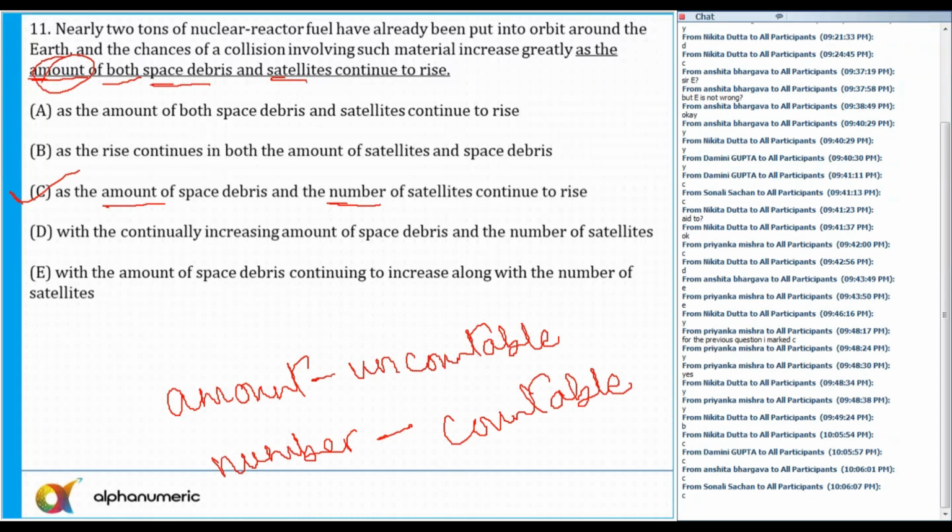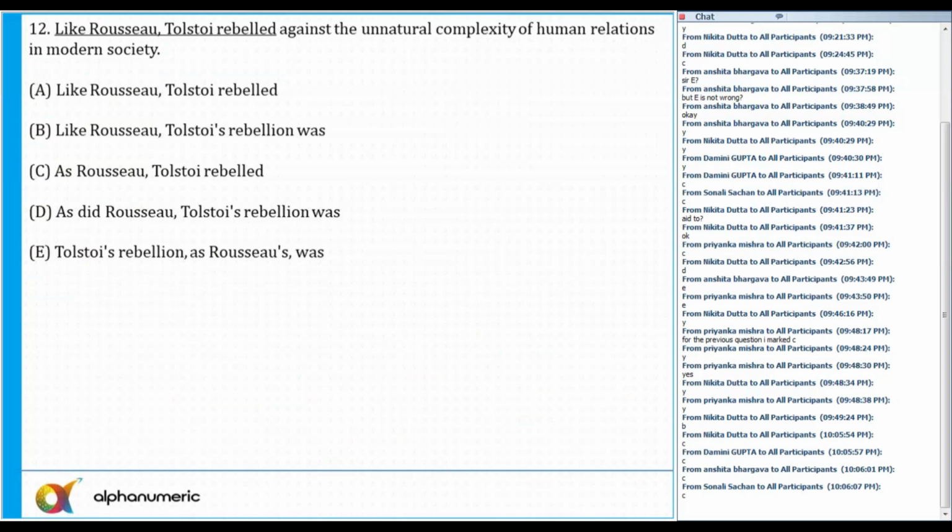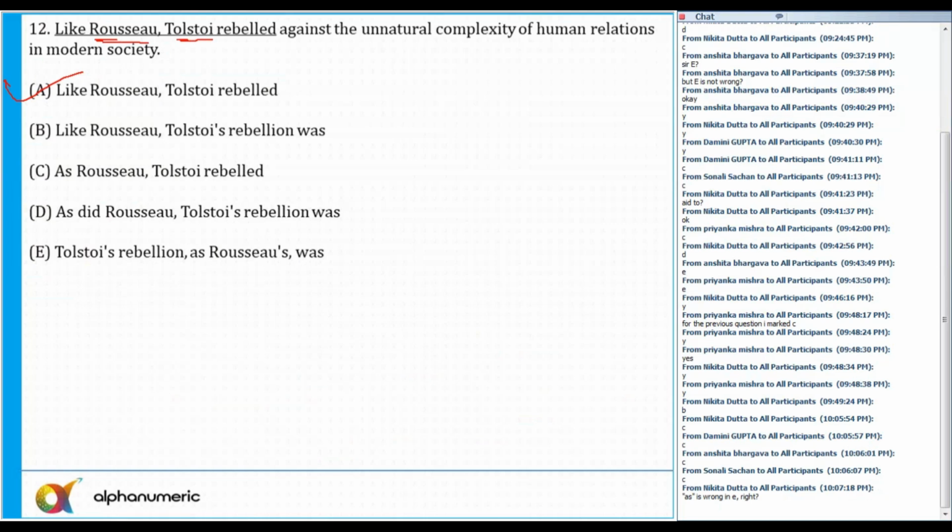Okay, question number 12. Like Rousseau, Tolstoy, now it's absolutely right. I'm comparing person with a person. So like Rousseau, this person Tolstoy, like this person, another person, rebelled against the natural complexity of human relations in modern society. So there is nothing wrong, as is wrong in E. Tolstoy's rebellion as Rousseau's. Yes, as is wrong.